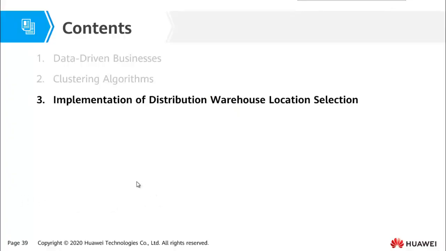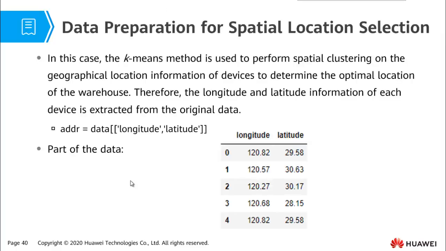In this part, I will explain how to use Python to solve the location selection problem. We need to prepare data first. Because the geographical location information of each device is spatially clustered, we need to extract the longitude and latitude information of each device from the raw data.